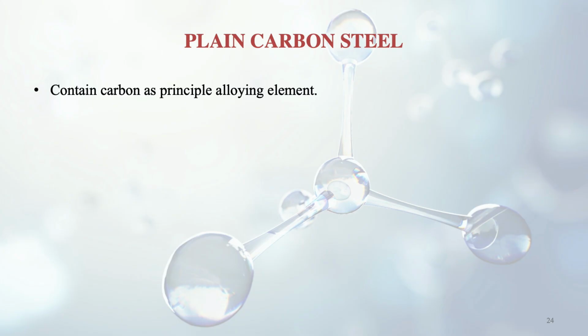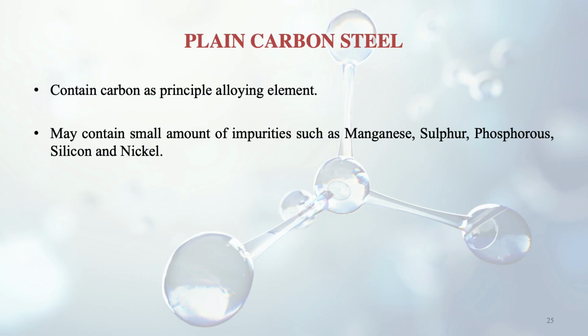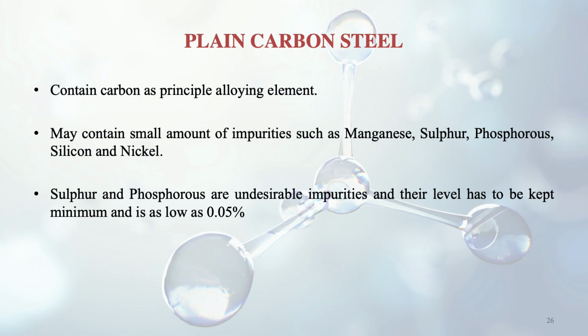Now we discuss the plain carbon steel, what it is. So it contains carbon as the principal alloying element. That's why its name is also plain carbon steel, and it may contain a small amount of impurities such as manganese, sulfur, phosphorus, silicon and nickel. Out of these, phosphorus and sulfur have adverse effects, so they have to be kept to a minimum, as low as about 0.05%.